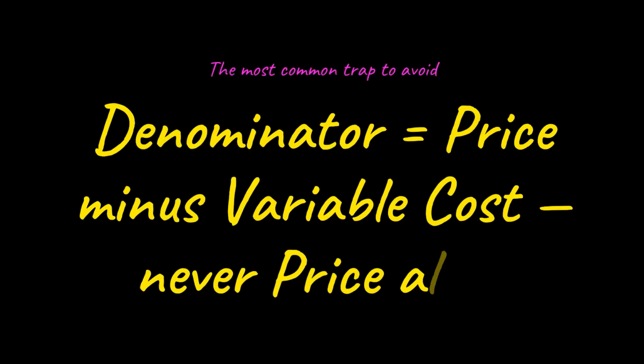A frequent mistake is dividing fixed costs by the selling price alone, which ignores the variable cost each unit carries. The denominator must always be the contribution margin, price minus variable cost. Get that right, and the break-even formula works every time.